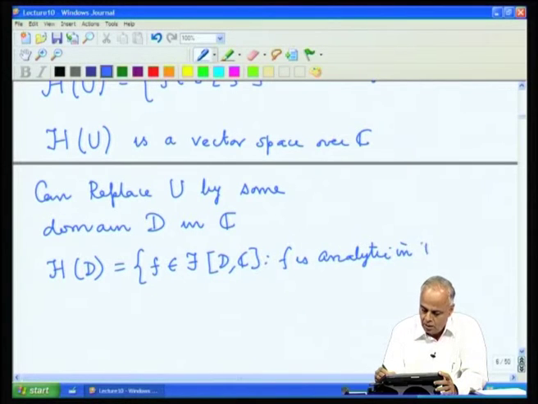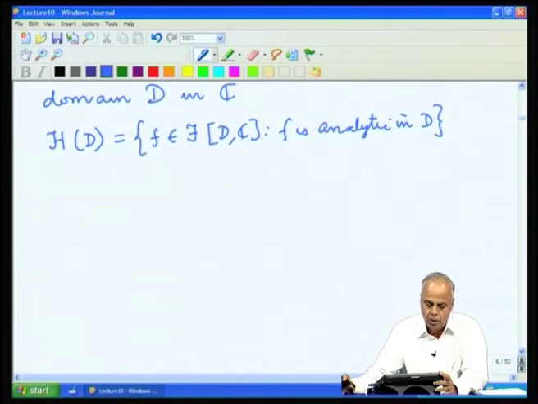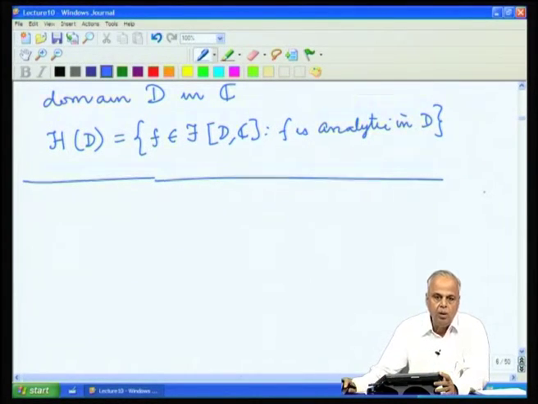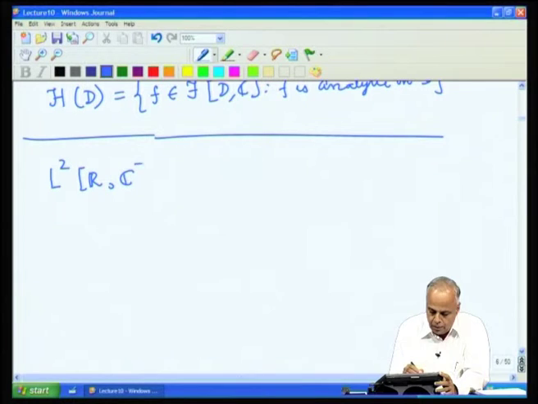These vector spaces are very useful in complex analysis. One final example, as we said, on Fourier transforms. Let us look at L2(R,C). What do we mean?